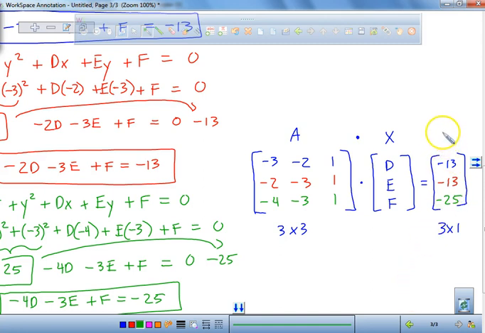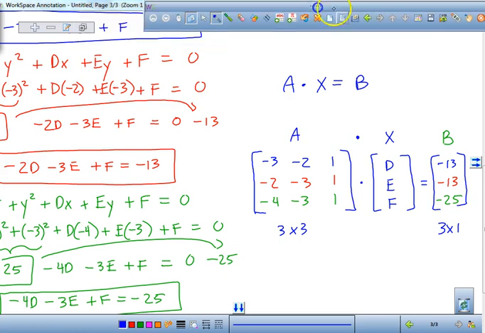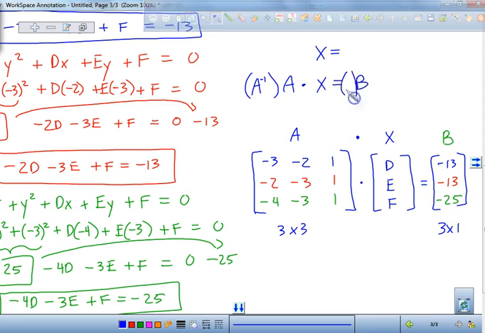And we're going to call this matrix B. So, it's been a while since you've done matrices, but matrix A times matrix X will give us matrix B. So if we want to figure out what X is, this is where you have to apply what's called the inverse of this matrix to both sides of the equation.